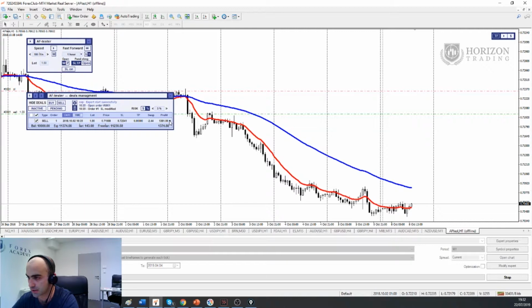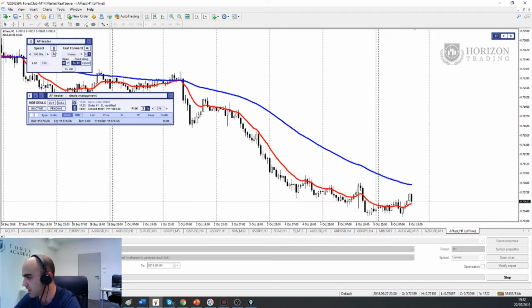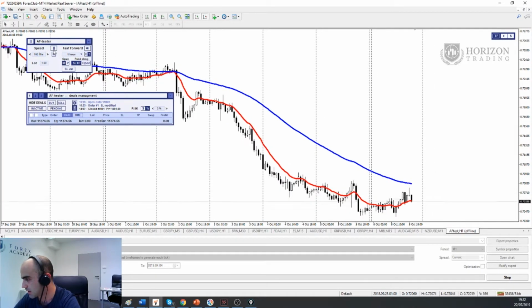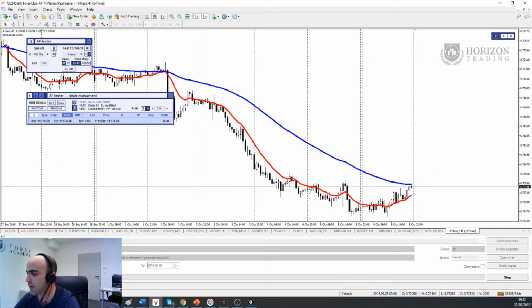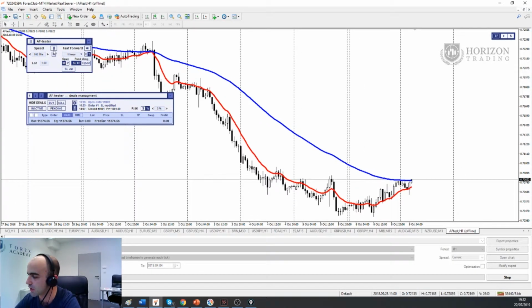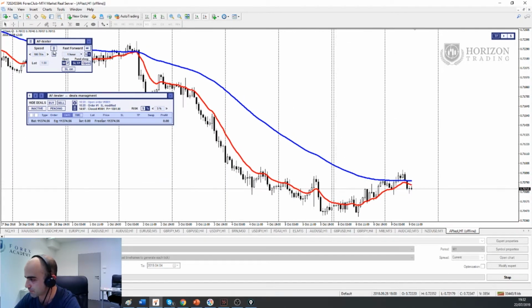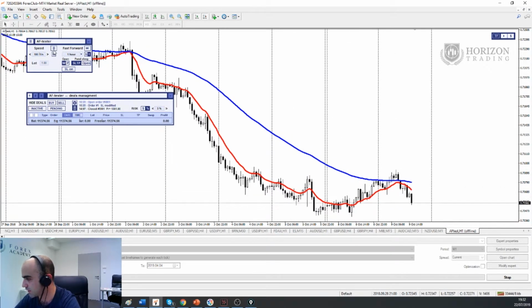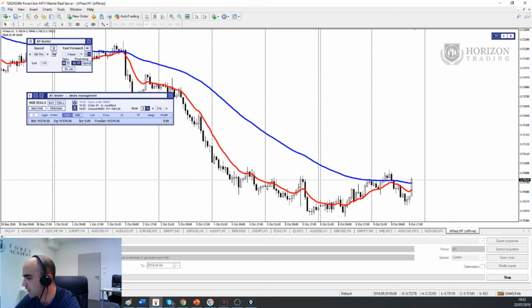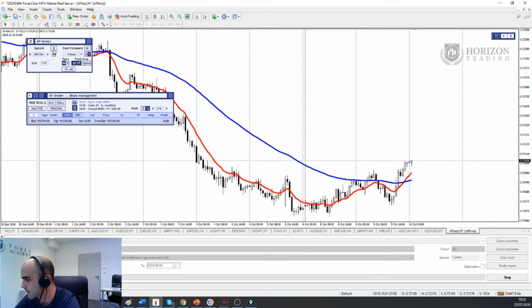Well, let's close the trade, and we are going to be looking for something else. You can see that the two moving averages, the exponential moving averages, are getting closer and closer to each other, and I want to see if there is the possibility of taking good advantage of them.